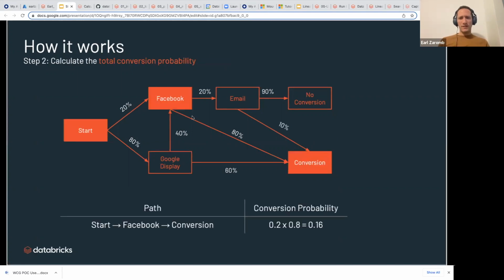And so the idea is we would be trying to come up with a conversion probability based on any type of journey that would occur. For example, if someone was just exposed to a Facebook ad, what is that overall conversion probability, which is 16% in this case, just by multiplying those two different probabilities together.